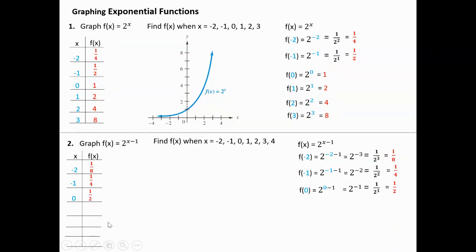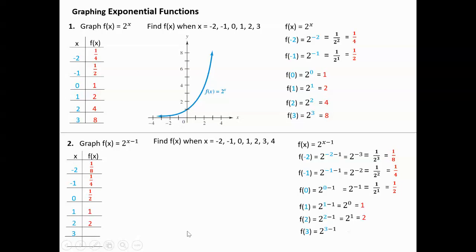Now, when we plug in 1, it's going to give us 1 minus 1, which is 0, so it's going to be 2 to the 0 power. Any base to the 0 power will always give me 1. So when x is 1, y is 1. Now let's plug in 2. F of 2 will give us 2 raised to the power of 2 minus 1, which is 2 to the first power. The answer will be 2. So when x is 2, y is 2.